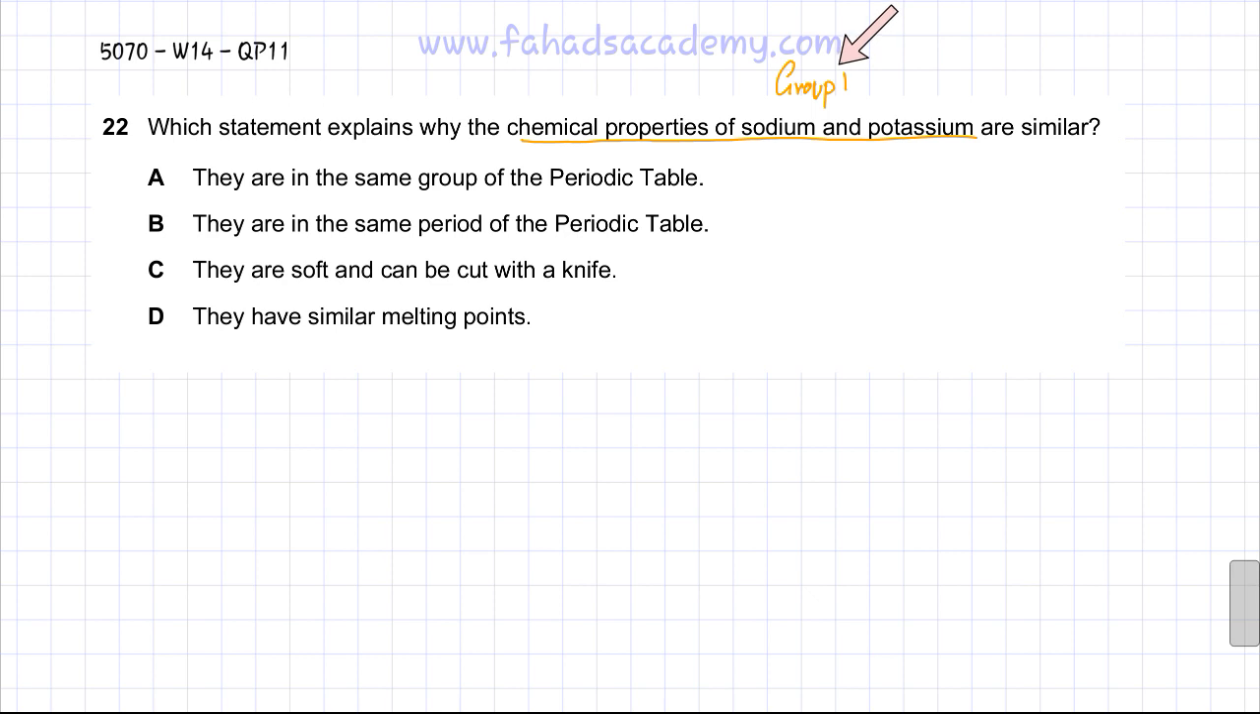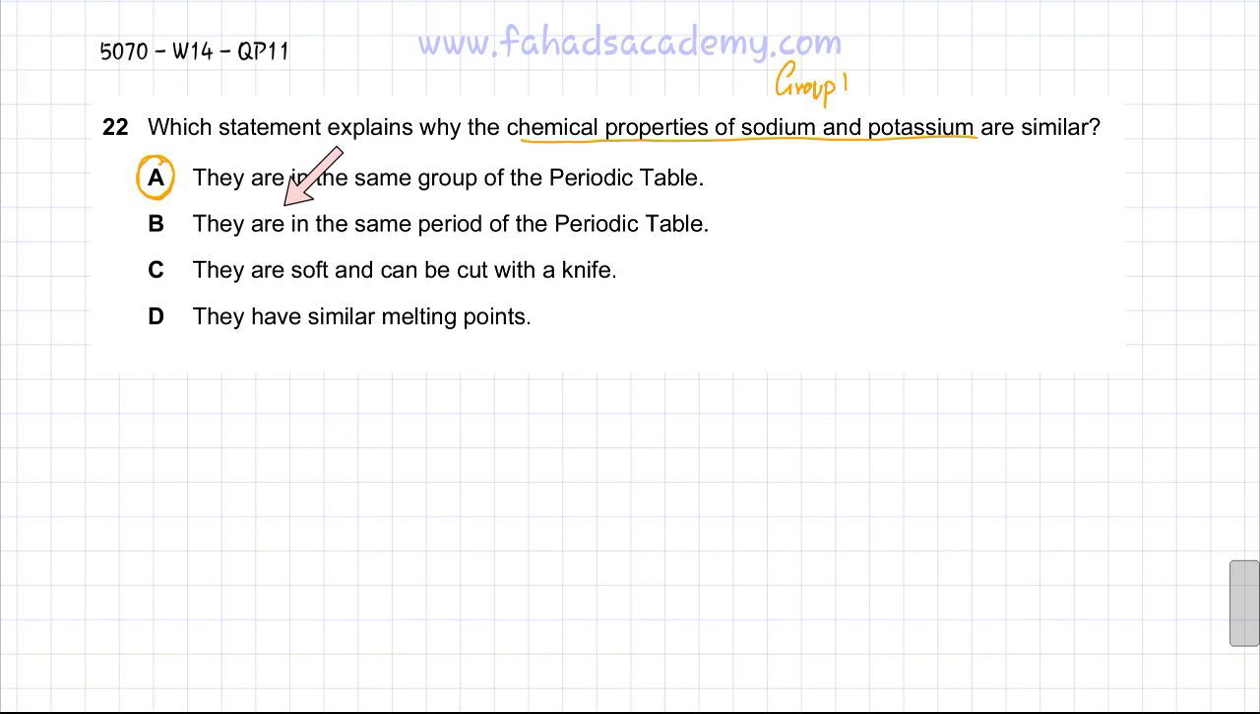Plus, they have relatively low melting and boiling points compared to the other metals, and they are also low density. So all these properties of elements within a group are going to be similar. So the reason why the chemical properties are the same is that they are in the same group of the periodic table. So option A is the correct option. For example, elements that belong to group 2 are going to show similar properties. Elements that belong to group 7 are going to show similar chemical properties.